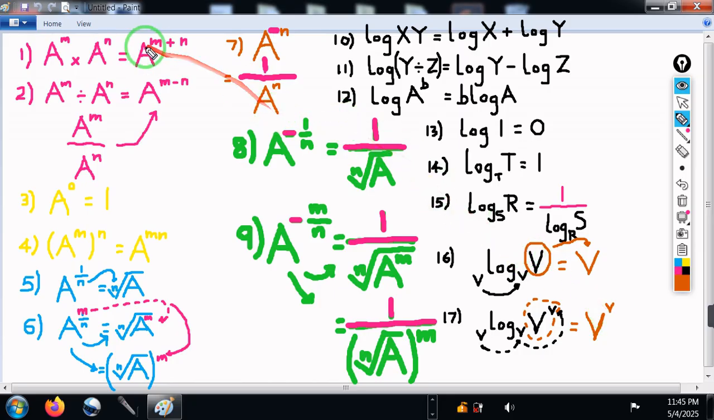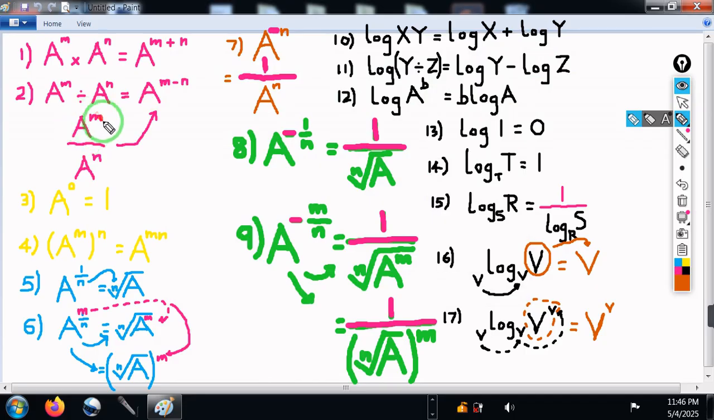Very, very important. At the count of 3, follow, and we will do it slowly first, then a little bit faster. 1, 2, 3. A to the power of m times a to the power of n is equal to a to the power of m plus n. A to the power of m divided by a to the power of n is equal to a to the power of m minus n.